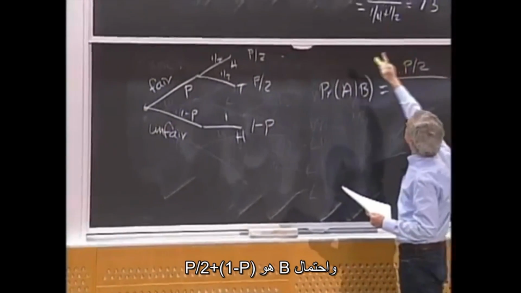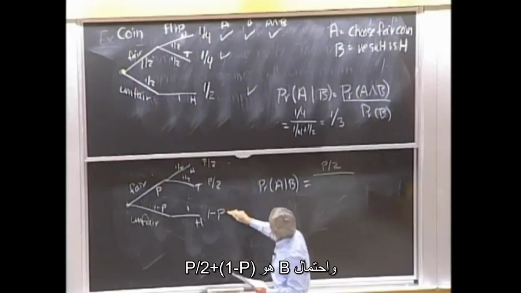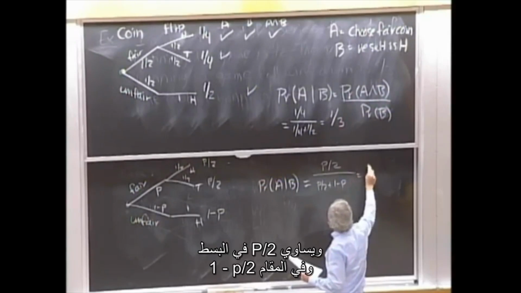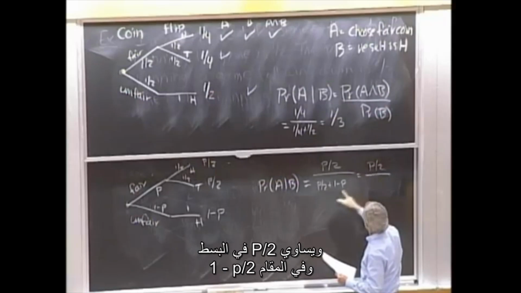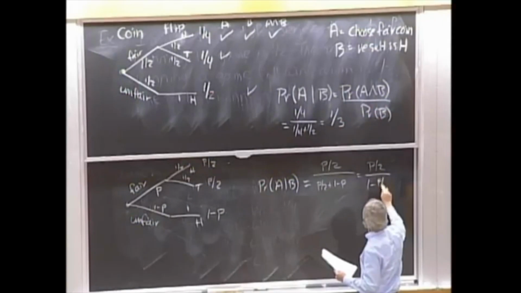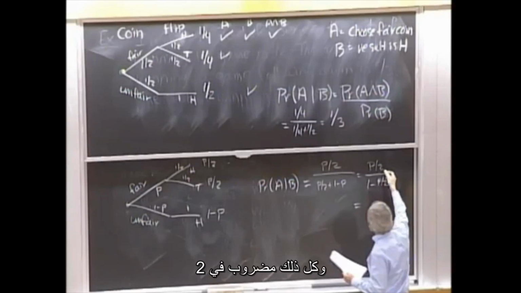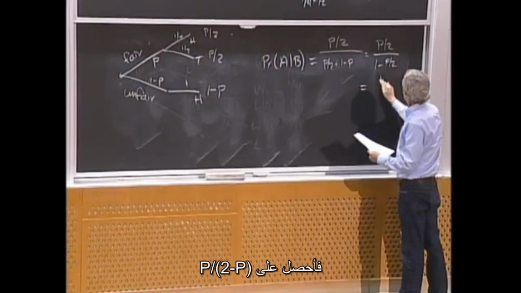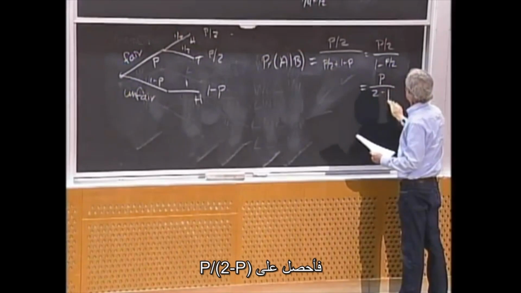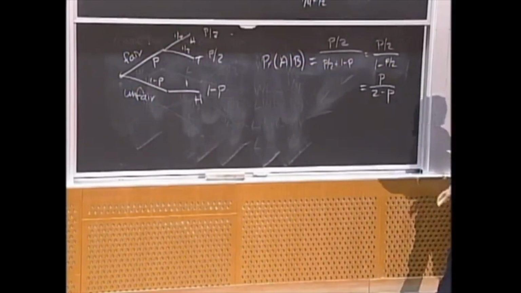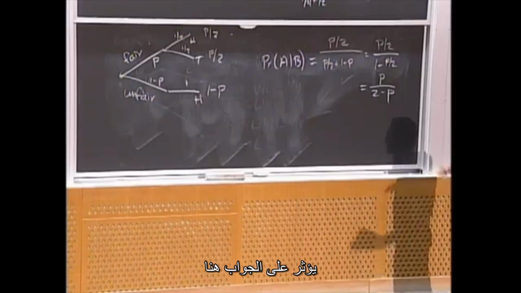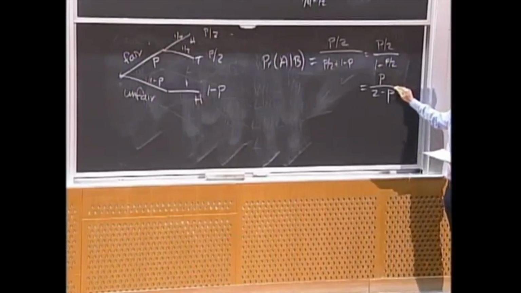And the probability of B is P over 2 plus 1 minus P. That's P over 2 at top, 1 minus P over 2. And I'll multiply by, what am I going to multiply? 2 here. I'll get P over 2 minus P. So the probability with which I picked the coin to start with impacts the answer here.